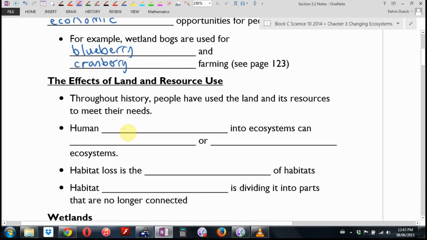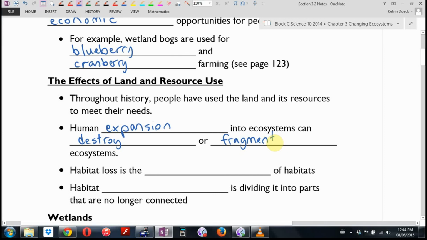So what are some of the effects of land and resource use? Historically, when we were non-industrialized, we were okay at it. Not perfect, but okay. So throughout history, people have used the land and its resources to meet their needs. Historically, human expansion into ecosystems can destroy or fragment, break apart ecosystems. We can destroy them entirely or we can break them apart.